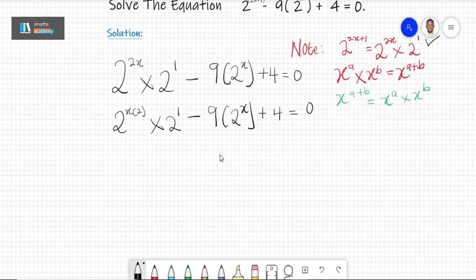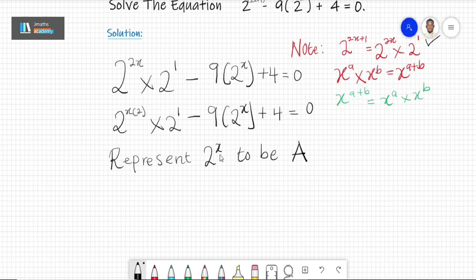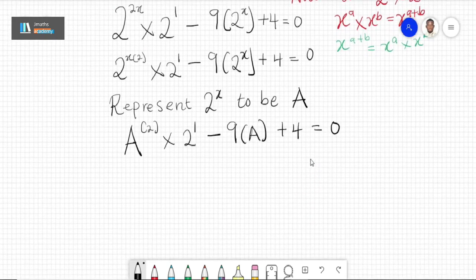Now let's represent 2 raised to the power of x as any alphabet of our choice. I will choose A. Let 2 raised to the power of x be equal to A. So therefore we have A squared times 2 raised to the power of 1 minus 9A plus 4 is equal to 0. Let's continue.